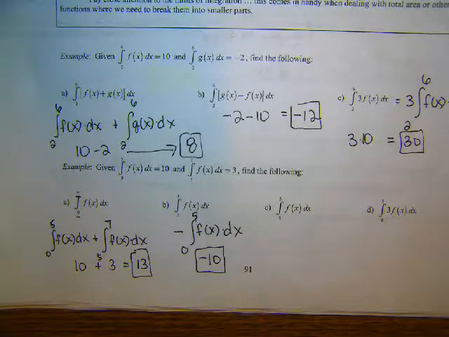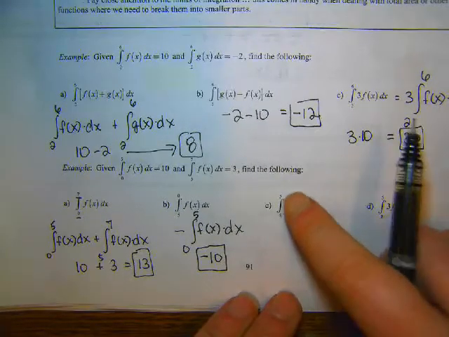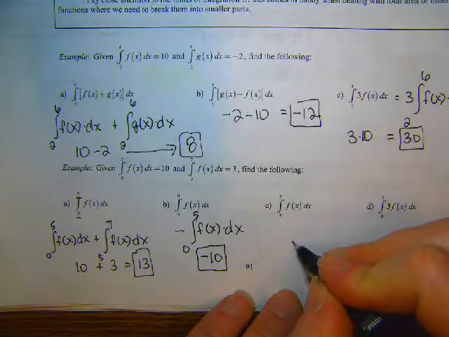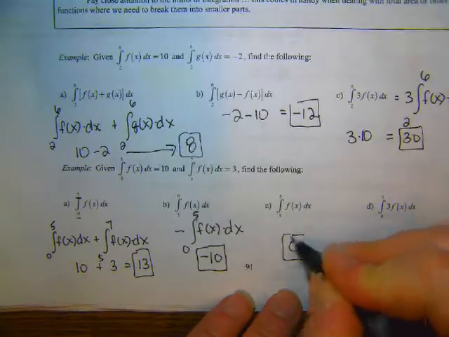What is C an example of? The 0 property, okay? From 5 to 5, that would be 0.